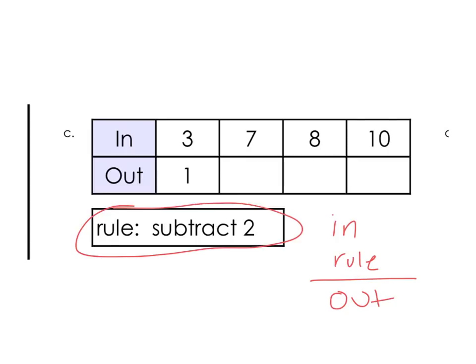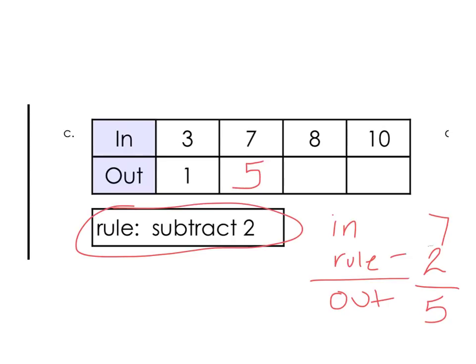So we can put this into a formula like this. So you see our in number is 3. We know our rule is to subtract 2, so our out number must be 1. 3 minus 2 is 1. Well, I can do this with every problem up here. My in number is 7. My rule is to take 2 away. 7 minus 2 is 5. So my out number must be 5.